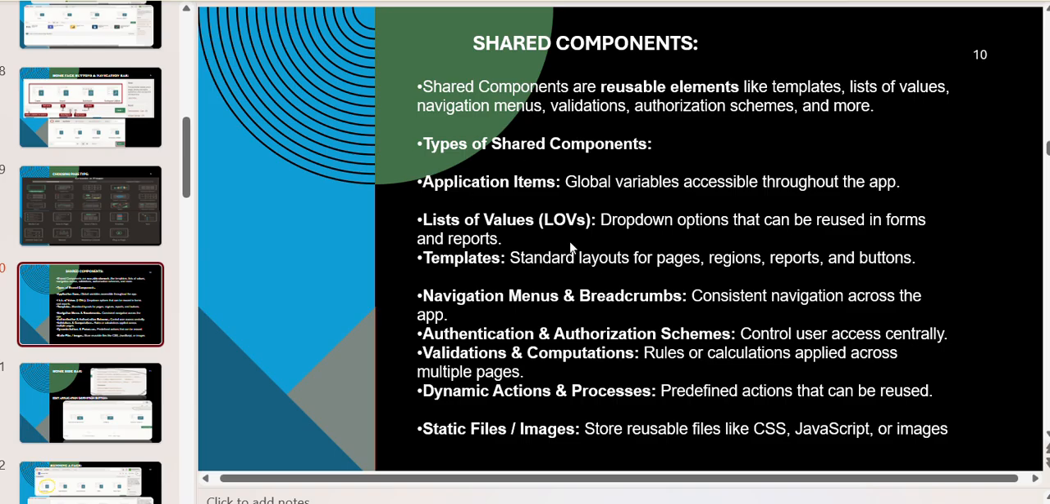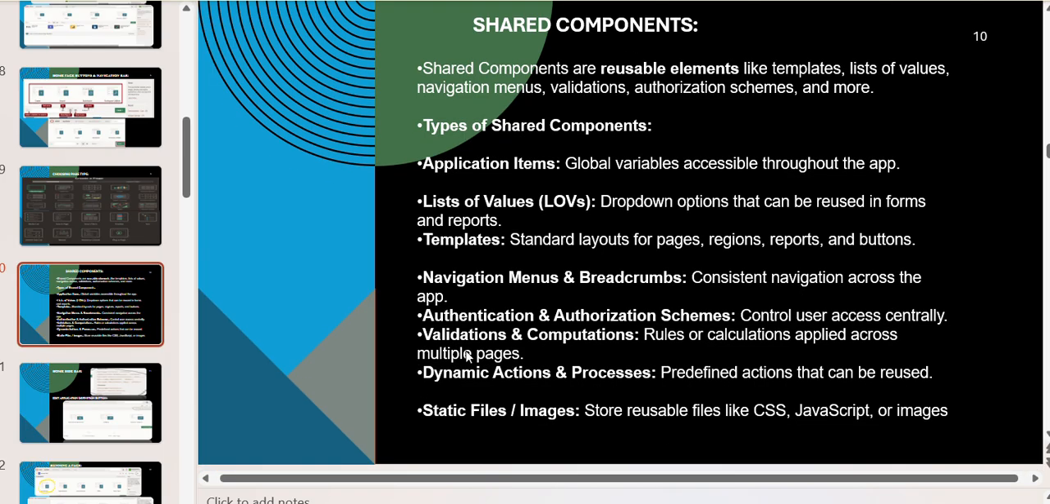So, the types of shared components. Application items are globally accessible throughout the whole application. LOV means list of values, pop-up LOV. When the validation is not successful, we will be creating a LOV and then validating it. Next, templates, as you all know, are for the layout. Next, navigation menu and breadcrumb provide consistent navigation across the app.